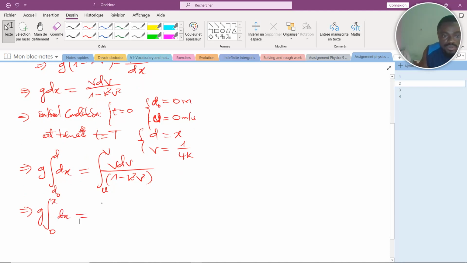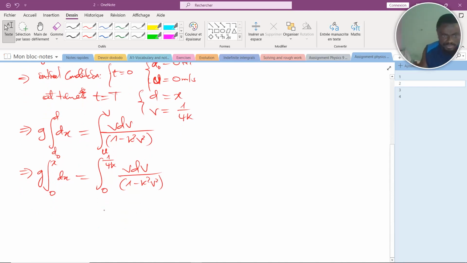Dx must be equals to what? The integral from the initial velocity 0 to the final velocity. The final velocity is 1 on the 4k. Integral of v dv on 1 minus k square v square. Is that okay? Now, here we are simply going to have what?